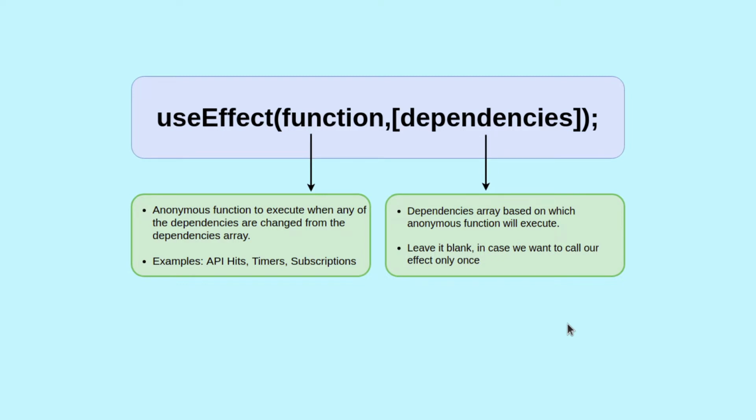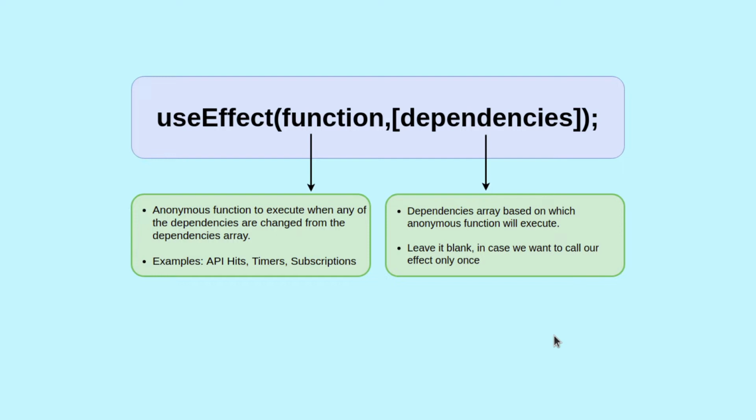So you can see that the useEffect hook is taking two parameters. One is going to be a function and another is going to be a dependencies array. If we talk about the function, it is just an anonymous function where we are going to write our side effect related code. The examples can be what I have already mentioned: API hits, timers, or subscriptions, right?